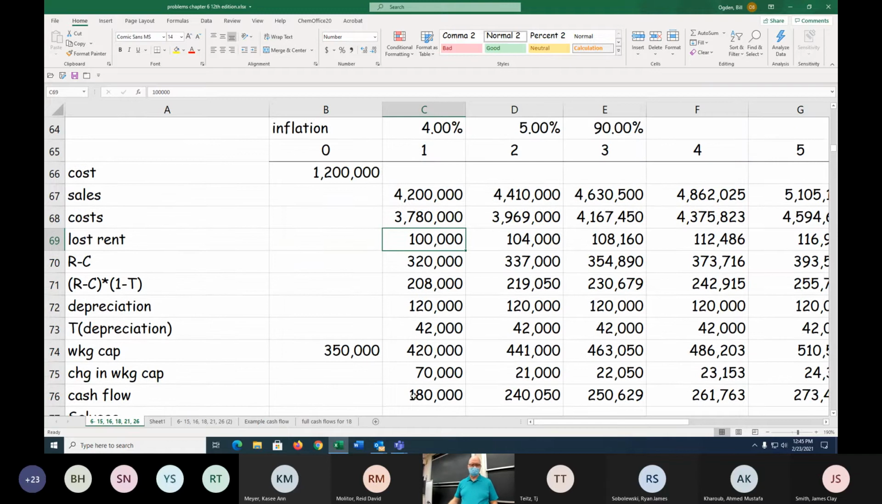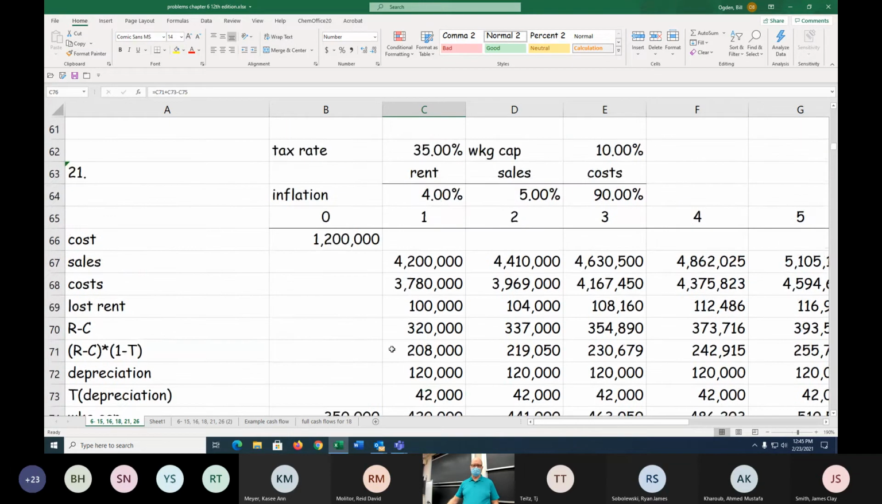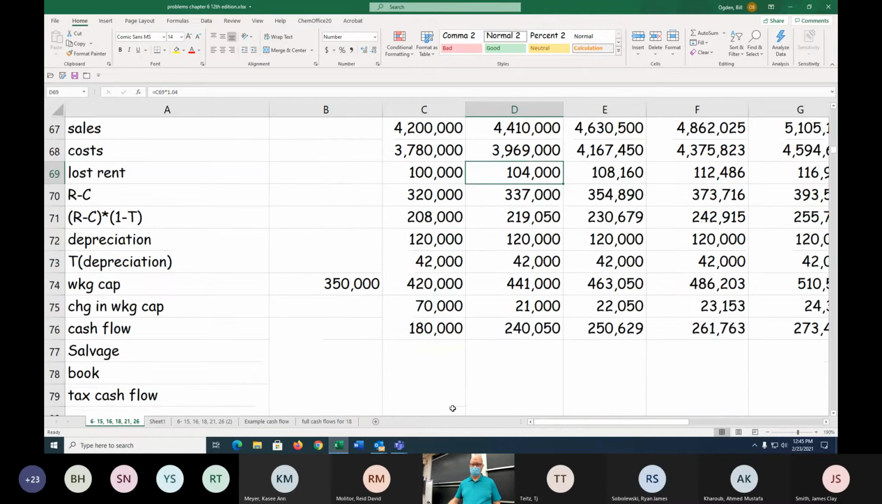Okay, so anyway, we get a cash flow, finally 180, and the only place you go wrong here is if you inflate them incorrectly. So we're going to grow sales by 5%. We're going to grow the lost revenues by 4%. And if you can do that and lock the cells correctly, the rest of this will just follow suit until we reach now our depreciation.